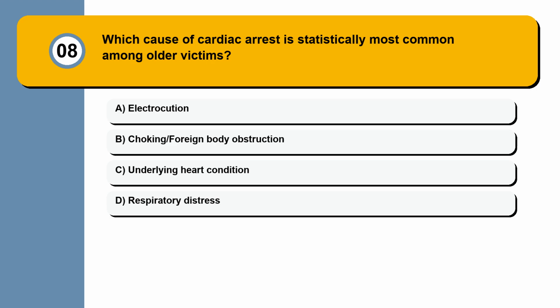Question 8. Which cause of cardiac arrest is statistically most common among older victims? Electrocution, choking/foreign body obstruction, underlying heart condition, respiratory distress.